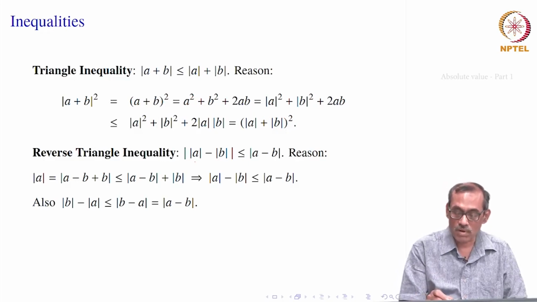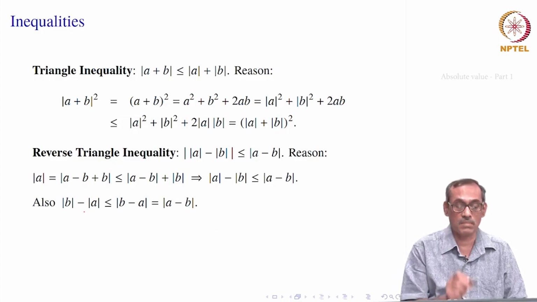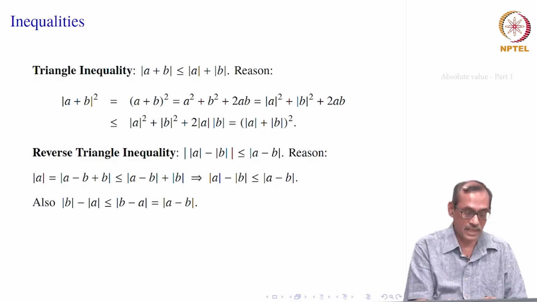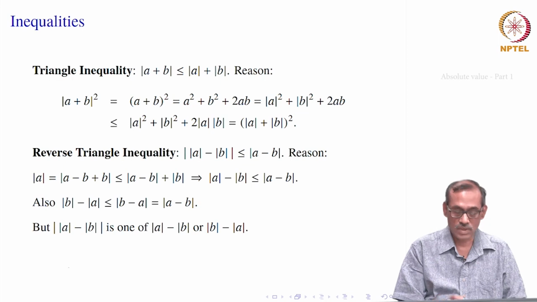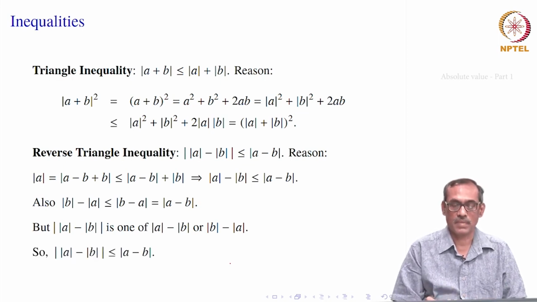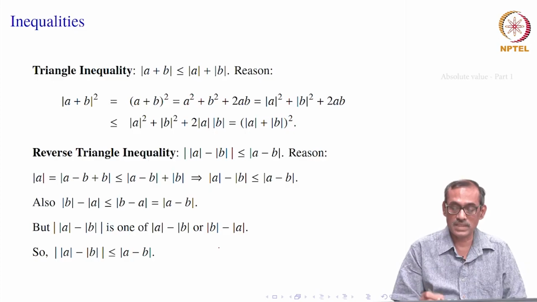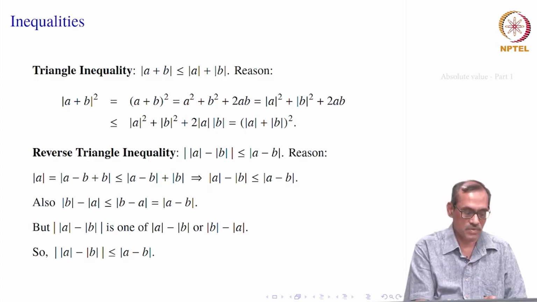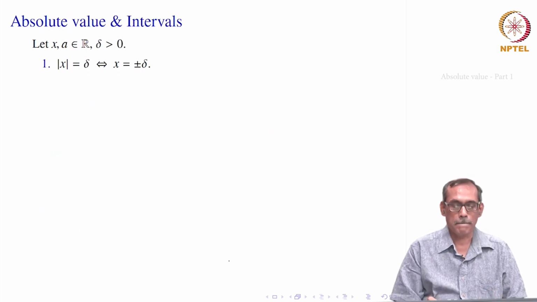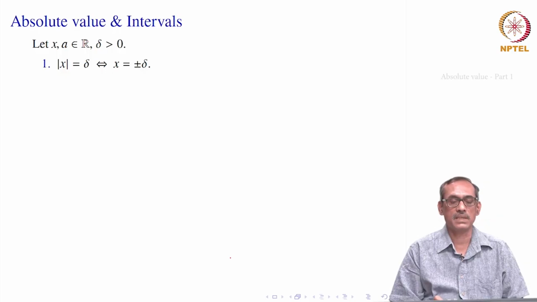But what about the mod of mod A minus mod B? It is either mod A minus mod B or mod B minus mod A. So, in any case the absolute value must be less than or equal to mod of A minus B. That is how we have shown the reverse triangle inequality. You can also square both sides and follow as we have done in the triangle inequality; that will be an alternative proof.